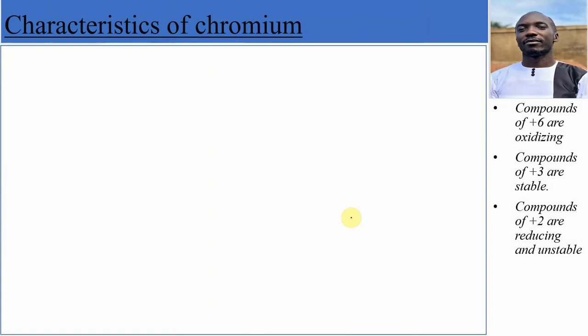Let's look at some properties. Why chromium is a transition element. This one explains why chromium is a transition element. So we can also take these ones as the proof as to why chromium is found under the category of transition elements.